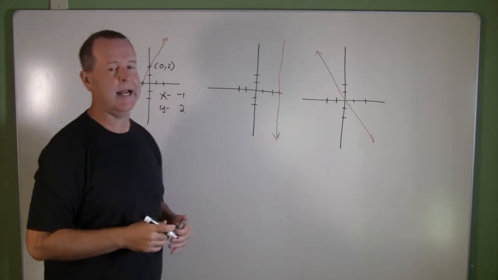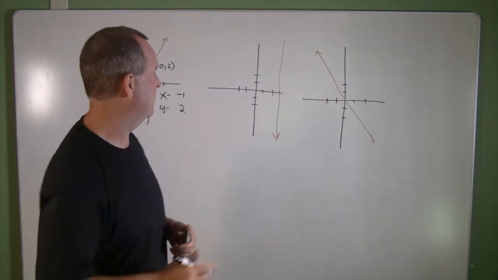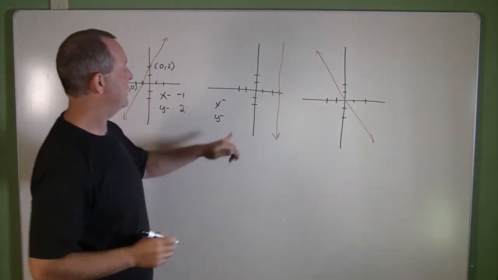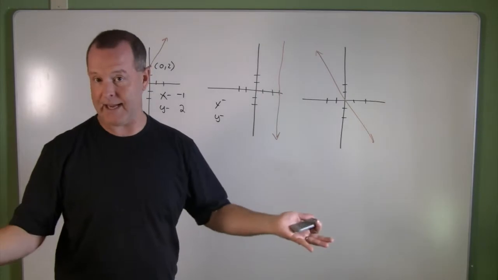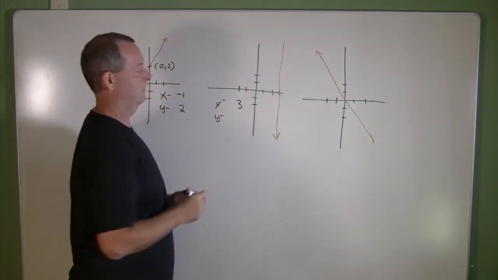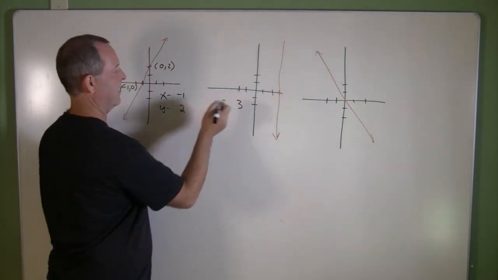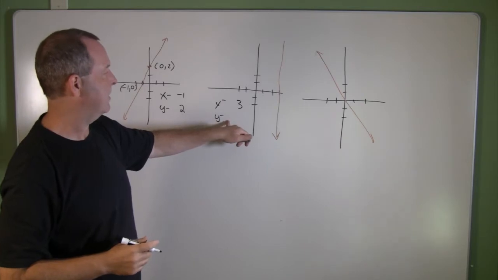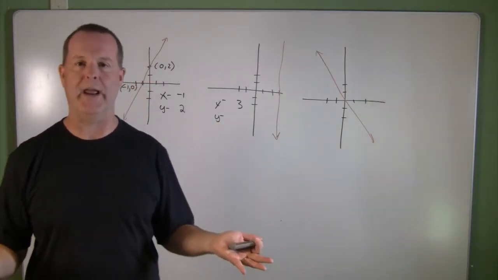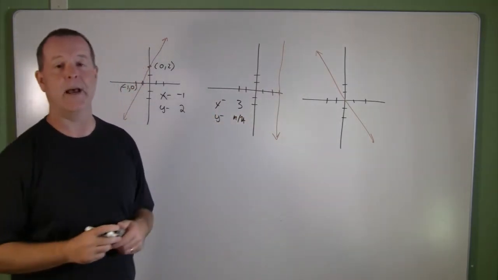Another example is a straight vertical line. So where is its x-intercept and where is its y-intercept? Well, its x-intercept is where it crosses the x-axis, and it crosses at 3. Its y-intercept, where does it cross the y-axis? It doesn't cross the y-axis. So it doesn't have a y-intercept at all.